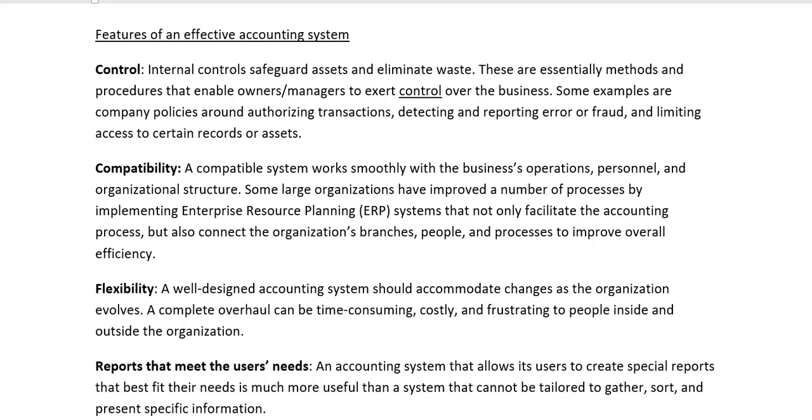Next, we have compatibility. A compatible system works smoothly with the business's operations, personnel, and organizational structure. Some large organizations have improved a number of processes by implementing enterprise resource planning systems, more commonly referred to as ERP. These systems not only facilitate the accounting process, but also connect organization branches, people, and processes to improve overall efficiency.